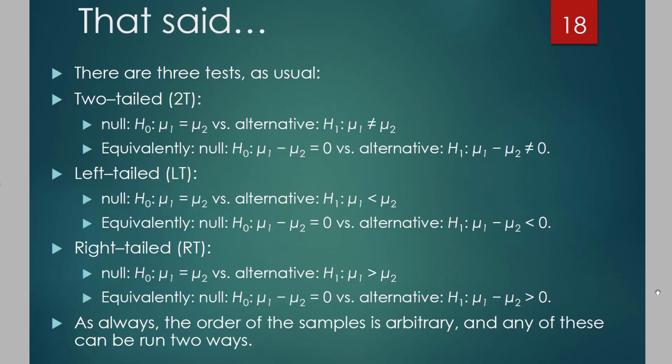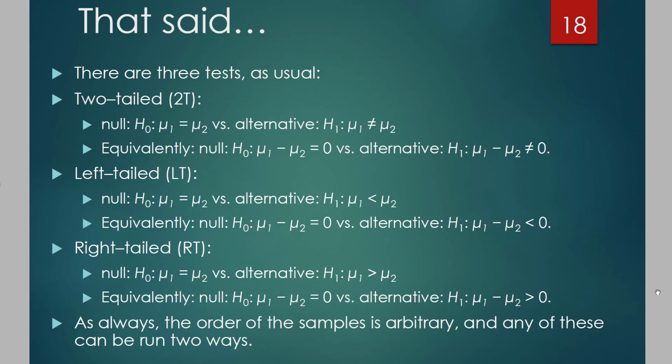There are going to be three tests: two-tailed, left-tailed, and right-tailed. And when you have two samples, you've got to remember that there's always more than one way to do each of these tests. Now you'll notice that the null hypothesis is a claim of equality, and the null hypothesis doesn't change from one test to the other. It's the alternative hypothesis that tells you effectively what test it is that you're doing. And since the order of the samples is arbitrary, each of these tests, especially the directional tests, can be run more than one way.